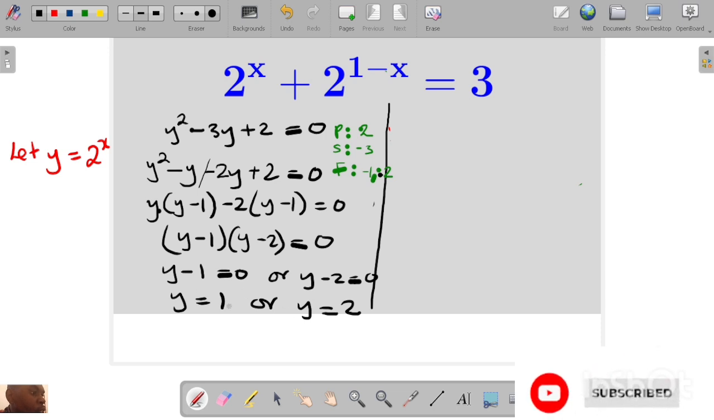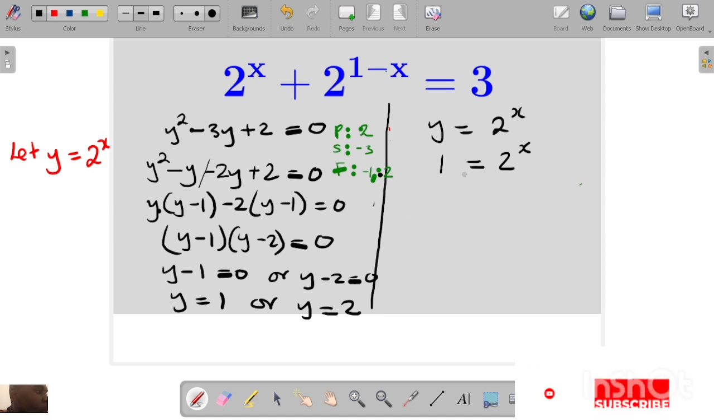Now, after reaching this stage, remember we said y is equal to 2 to the x. So when you reach this stage, you remember where you had to let y be equal to 2 to the x. So now y here, you found that is 1. So where there is y, you're going to put 1 is equal to 2 to the x. Now your aim here is to make the bases the same on both sides of the equal sign.